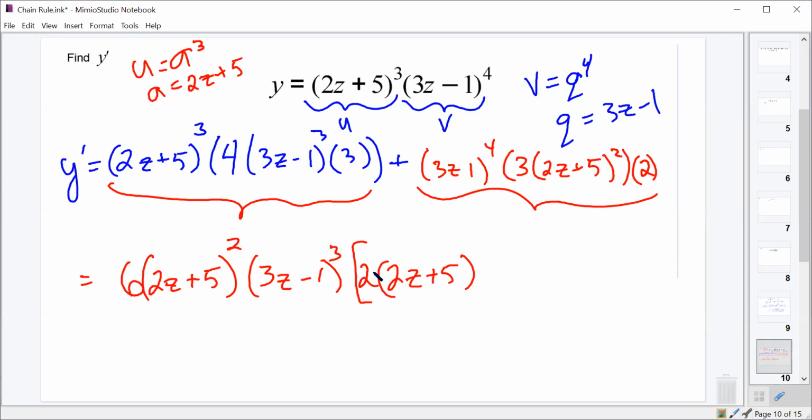Everybody good with that? Yes. Okay. And then what's left over here? We took out 3z minus 1 cubed from the 3z minus 1 to the fourth. So that leaves us with 3z minus 1. And then we took out the 3 times the 2. We took out the 6, and we took out the 2z plus 5 squared. So all that's left on the right-hand side is just the 3z minus 1.